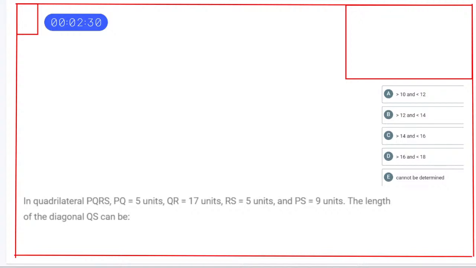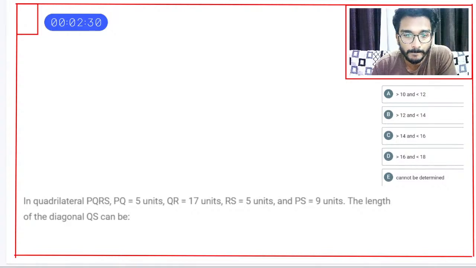So let's start the question now. Oh, the timer hasn't started.